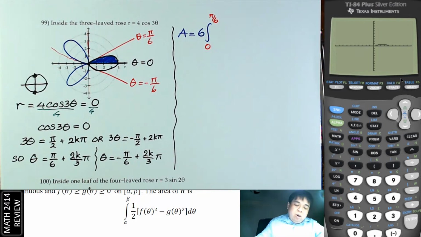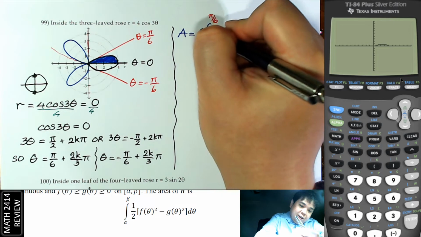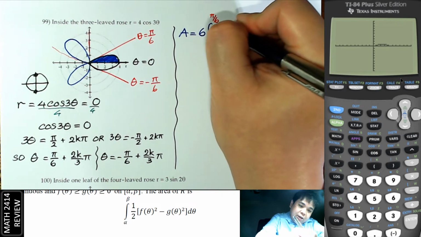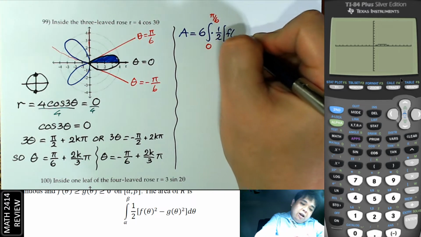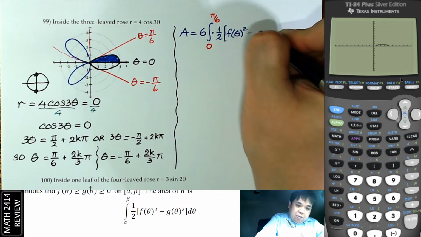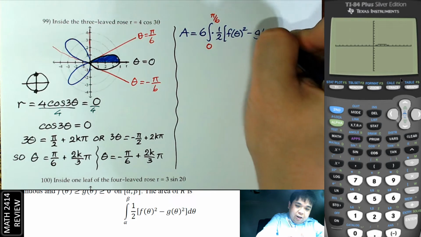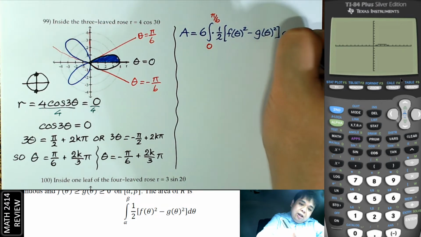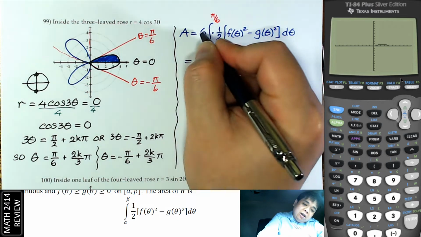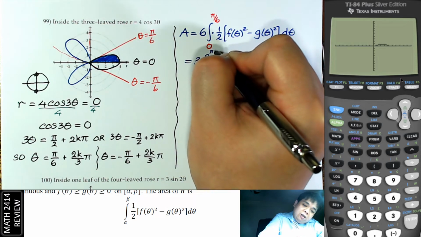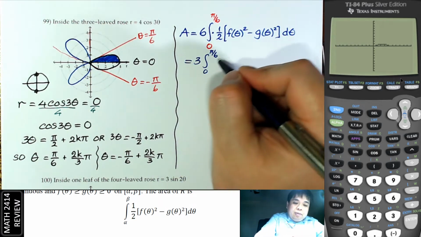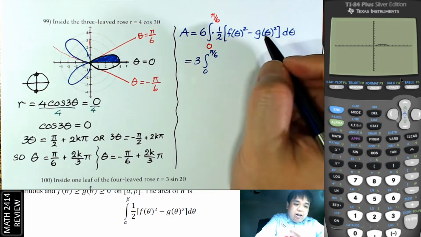And then we have 1/2 of f of theta square minus g of theta square d theta. 6 and 1/2 cancel out with 3. And the function square.